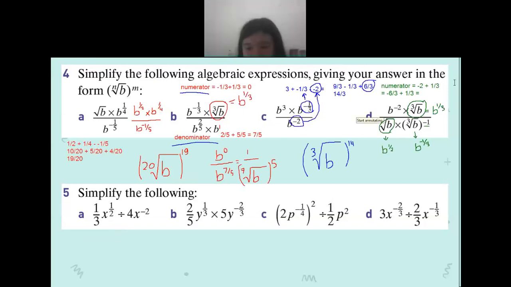Yes, how many will it be? If I have -6/3 plus 1/3, -6 plus 1, how many will it be? My God, you are grade 9? Yeah, it will be -5/3, correct? The final answer will be -5/3. This is the power that we have in the numerator. Now, let us simplify the denominator.